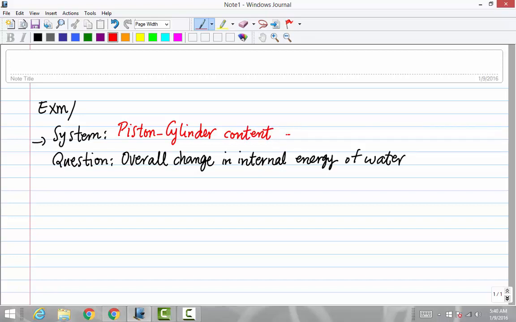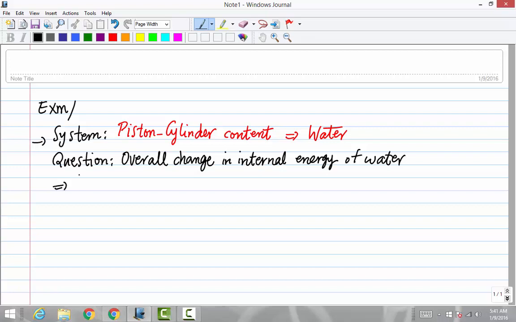Okay, great. The question told me what to pick as the system: the water inside the piston cylinder device. I know. So, wait a minute, I'm going to talk about a specific amount of mass, right? And it's going to be conserved. Whatever is inside this piston cylinder device is going to be with me all the time through this solution.